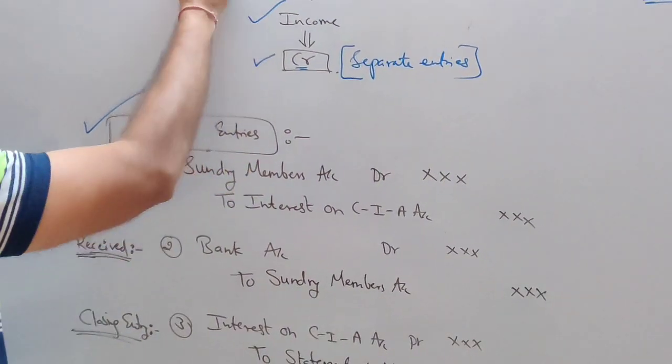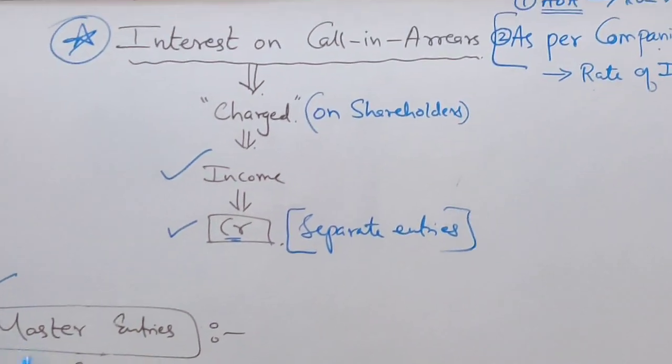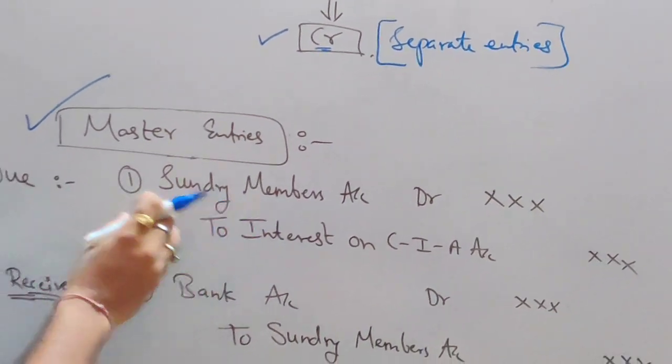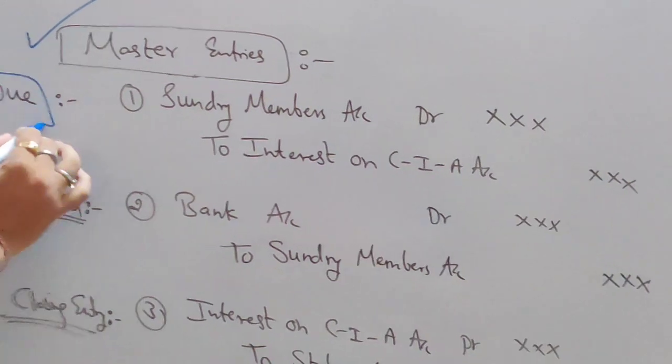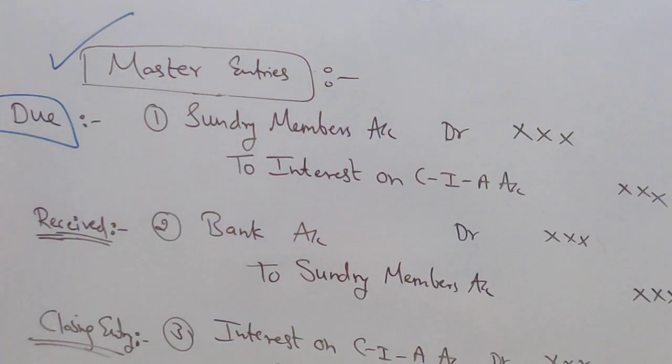So how many entries are possible for this interest on calls in arrears? There are 3 separate entries for it. I have labeled these entries. My first entry is a due entry. You can call it a receivable entry.